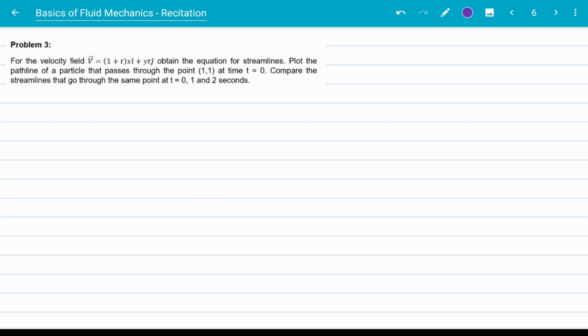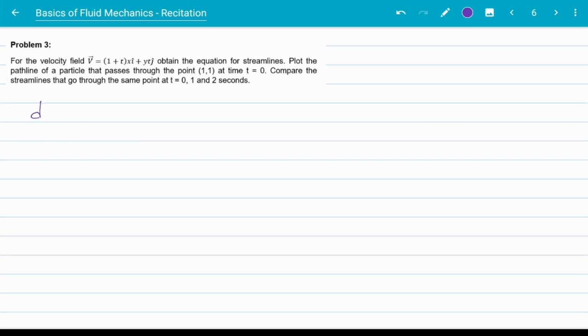We are also asked to find the path line of a particle that passed through the point 1 and 1 at time t equal to 0. Then we are asked to compare the streamlines that go through the same point with the path line of the said particle. Okay, so let's start with the streamline.